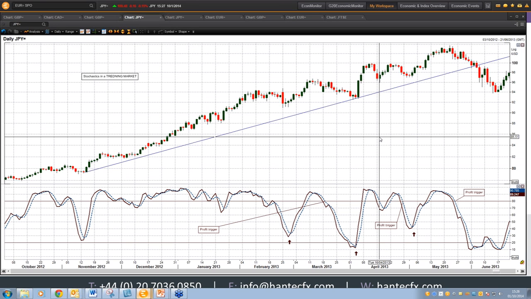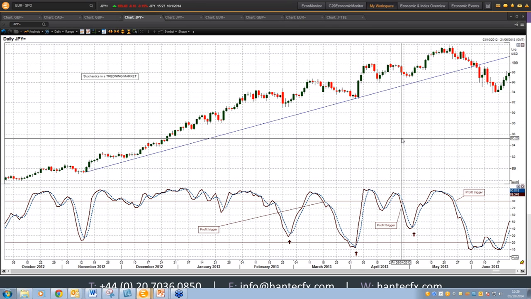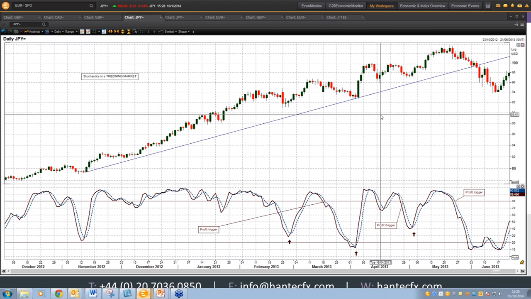Right, there we go. Okay, so you get your profit trigger there, and that one, to be honest, didn't really work that well, because you get a second one, and that again didn't really work that well. Profit triggers, as I said, you'd be looking at other confirmation, other indicators to say how convinced you are that that is the end of that run higher.